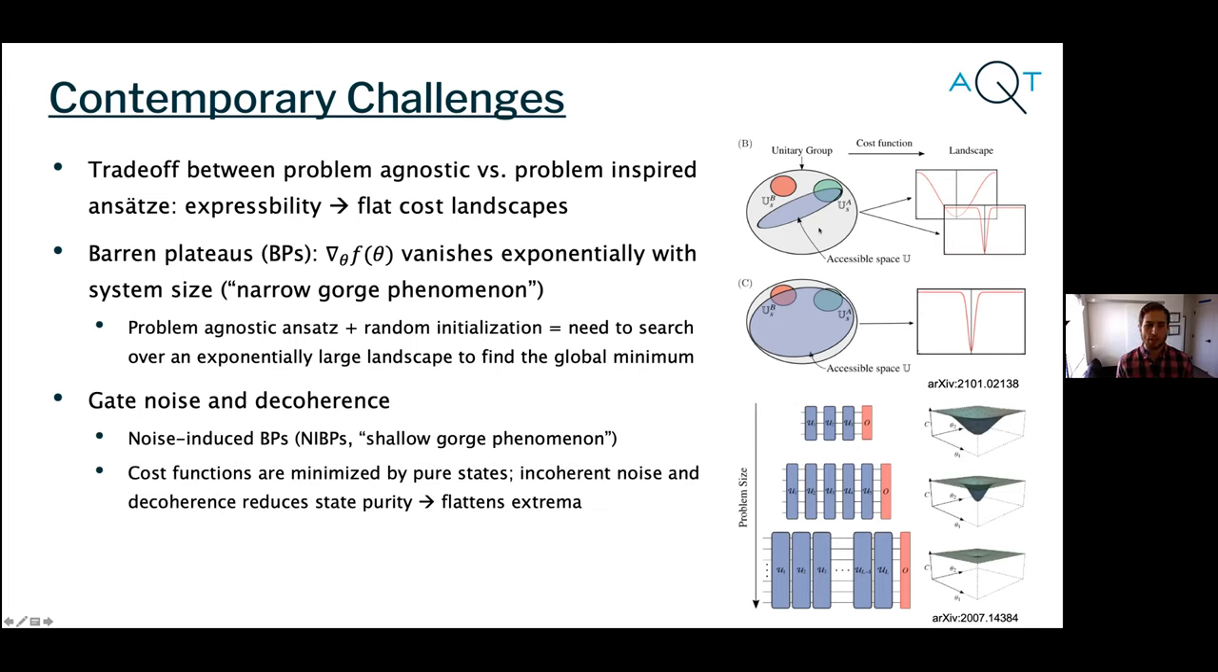And the way you can understand this is that cost functions are minimized by pure states, but incoherent noise and decoherence reduces state purity. And so it flattens these extrema. And it means you can never actually find the true minimum.